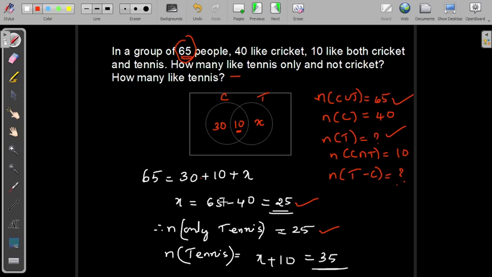Now the number of people who like tennis means they can like cricket also. So X plus 10, that gives you 35. So this is how to solve practical problems which involve union and intersection of two sets.